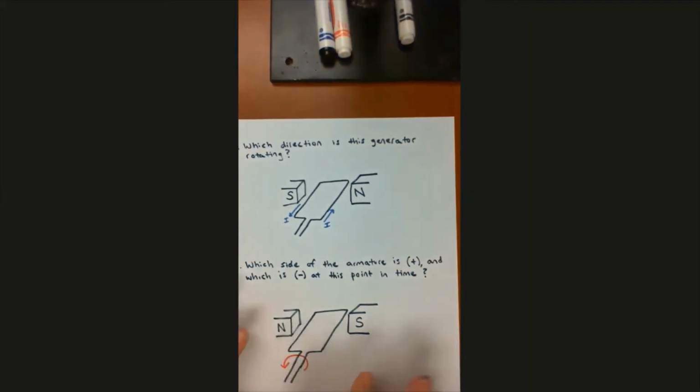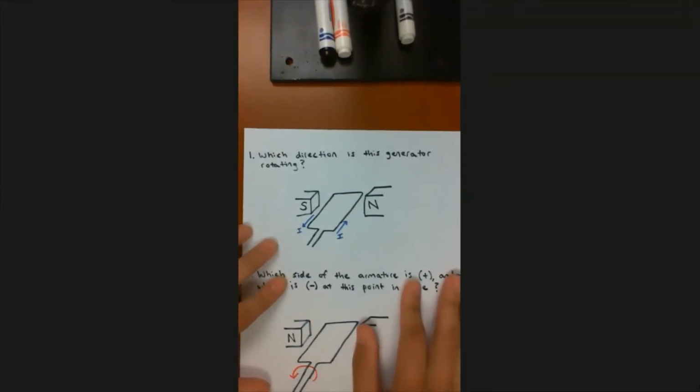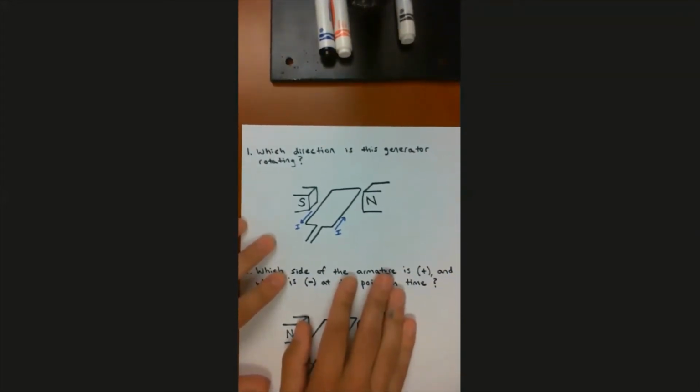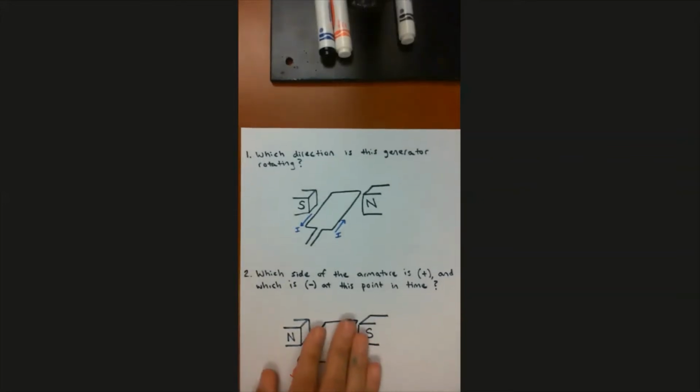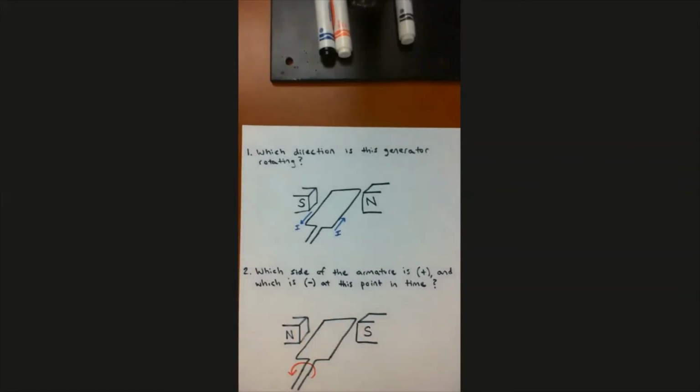All right, so here are the example problems. I'm just going to show all 4 problems to you at first, and then I will give you some time to work it out, and then we'll go over them. The first one just says, which direction is this generator rotating?